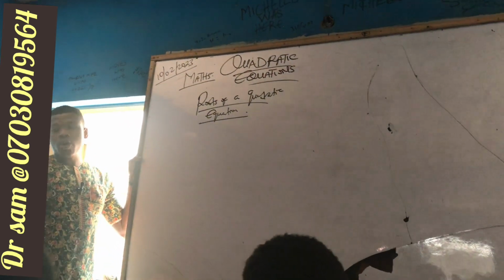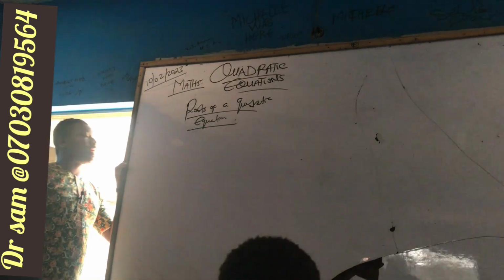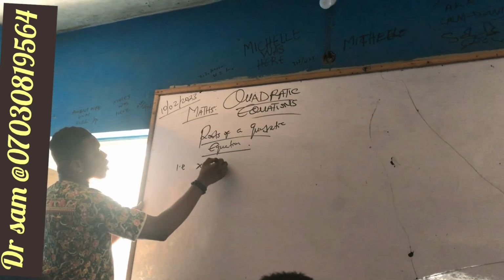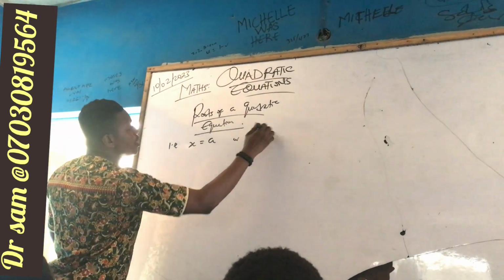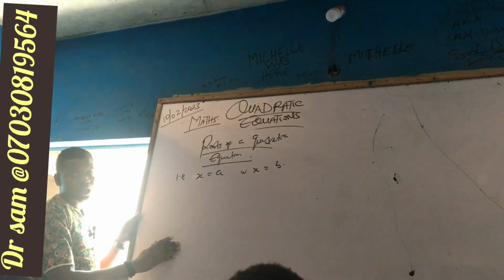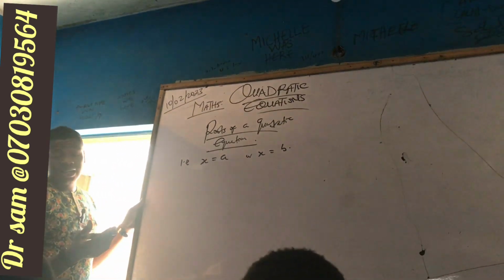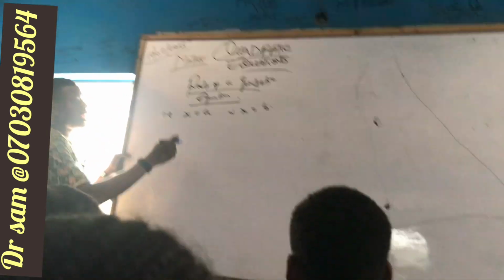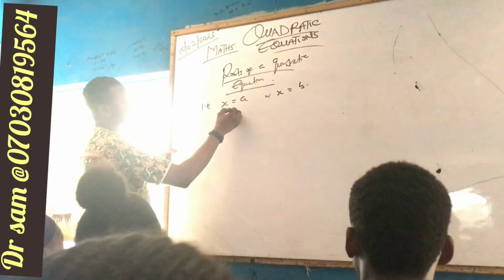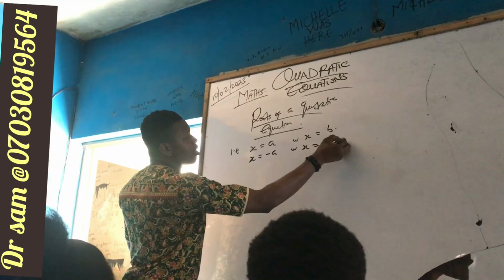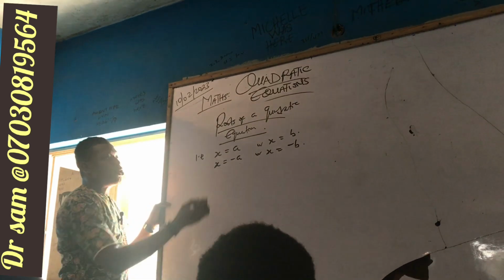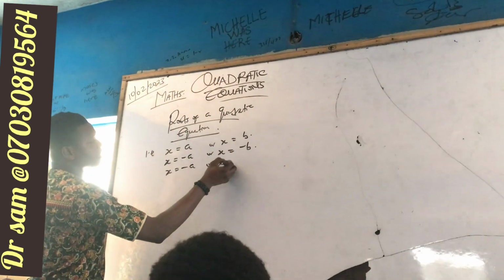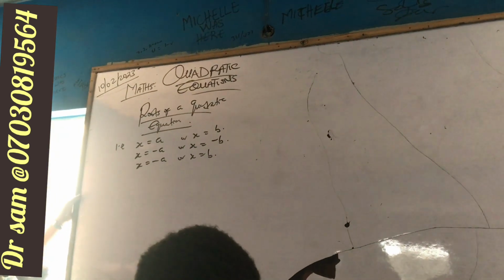There are two roots of a quadratic equation. That is, x equals a or x equals b, where a and b are the roots of the equation. That's the answer. The answer you get for the quadratic equation is what we call the roots of the equation. It can be two positive roots. It can be x equals minus a or x equals minus b, two negative roots. You can as well get one positive root and one negative root: x can be minus a or x equals positive b. It's very possible.